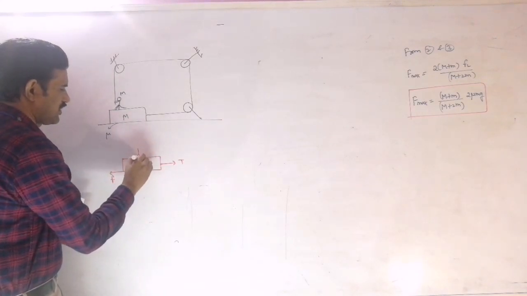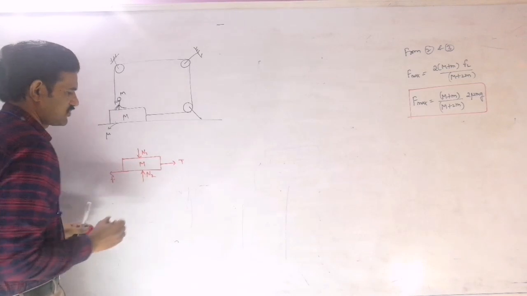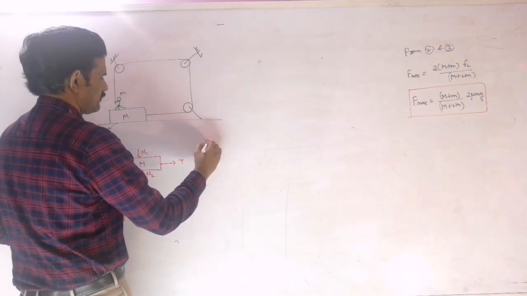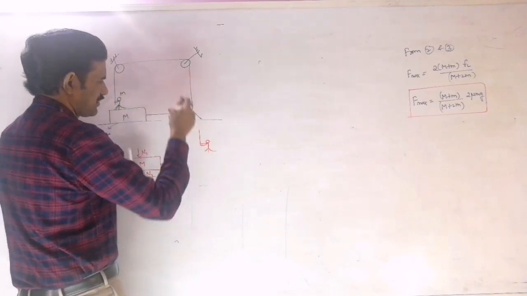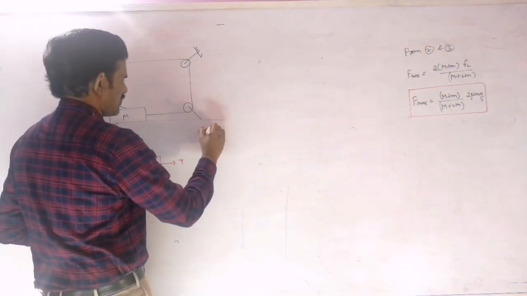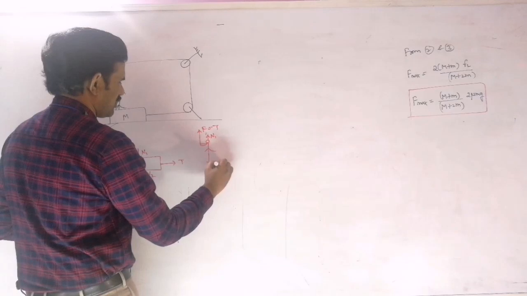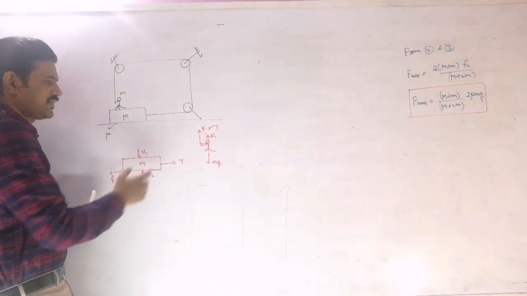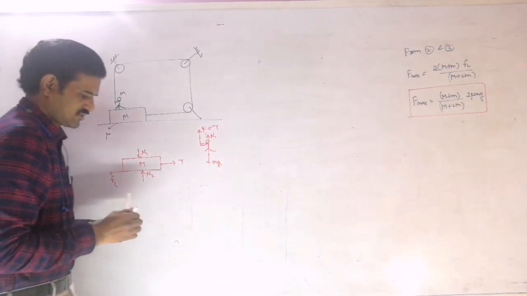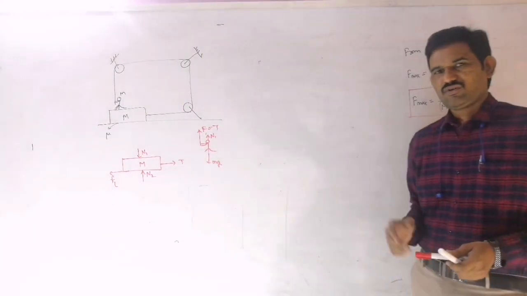There will be some normal reaction from the man, and from the ground there will be N2. Similarly, take the free body diagram for this man. When he is pulling the string in the downward direction, this force will be in the upward direction, which is nothing but the tension. Then the normal reaction N1 will be in the upward direction, and N1 will be in the downward direction there. The system is in equilibrium finally, so you can take this friction as limiting friction. Just balance those equations and solve, and you will get that F value, which is nothing but the tension we need to find.